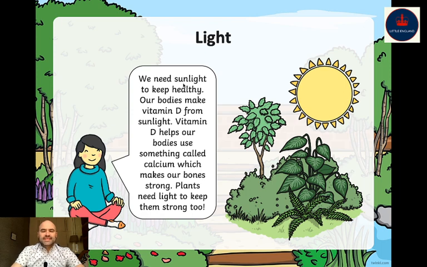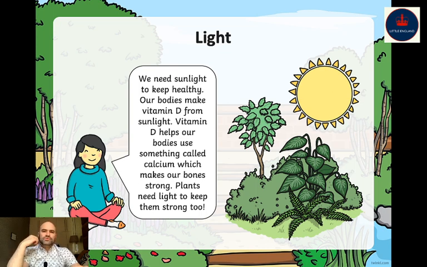Okay, we need sunlight to keep our bodies healthy. So our bodies make vitamin D from sunlight. So I think in Czech, maybe, I don't know, I could be wrong, but vitamin is vitamin, maybe? No? Possibly. You guys can correct me, parents. So vitamin D is something we can get from the sun. It's something we need for energy. It's something we need for strength.